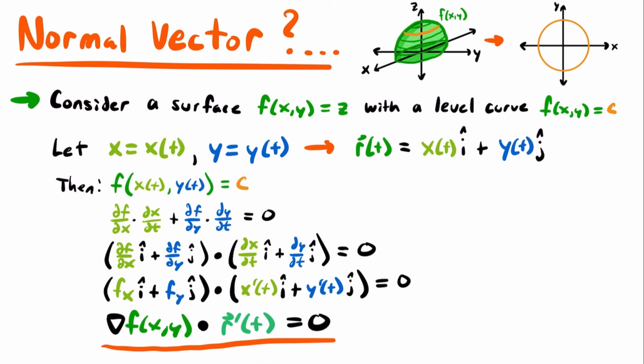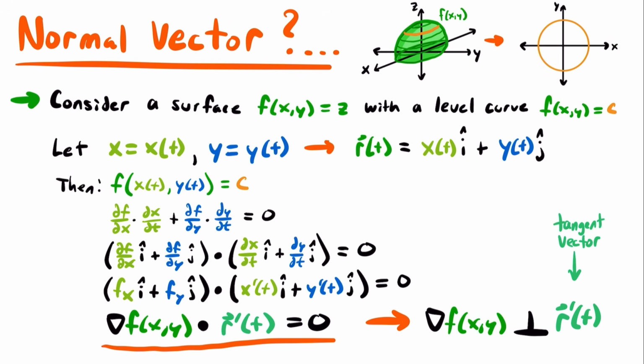Well, remember what it means when the dot product between two vectors is equal to 0. When you take the dot product of two vectors and you get 0, that means that those two vectors are perpendicular or orthogonal. Okay, so this equation right here implies that the gradient del f of x y is perpendicular to the derivative of the vector function. And this is really cool because if you remember, we learned that the derivative of a vector function represents the tangent vector at any point along the curve that the vector function represents.